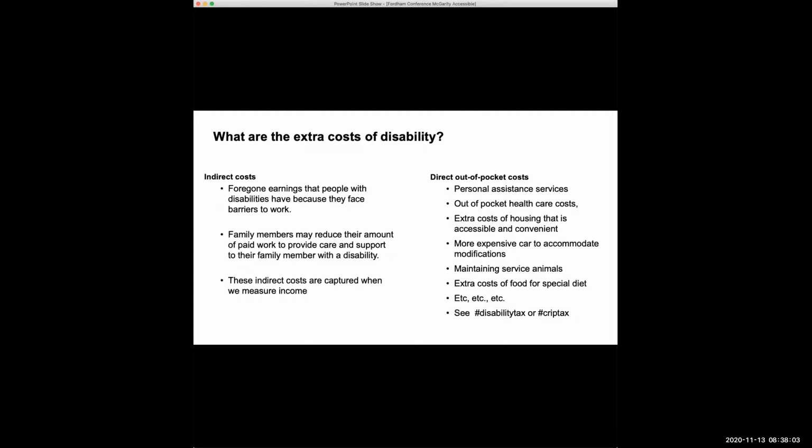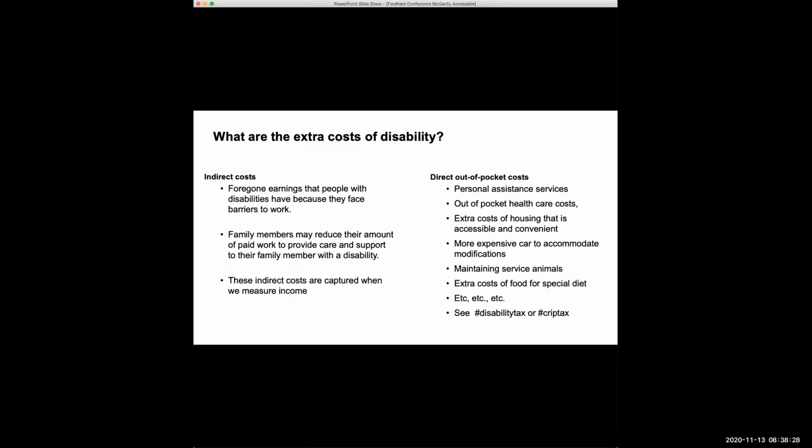So we see this a lot with people who use wheelchairs, having to buy a van that can then be modified, maintaining service animals, the extra costs for certain types of foods for special diets, and the list literally goes on and on. And there's actually a pretty thorough conversation that I would point you to that covers both the indirect and the direct cost of disability, and it's on Twitter.